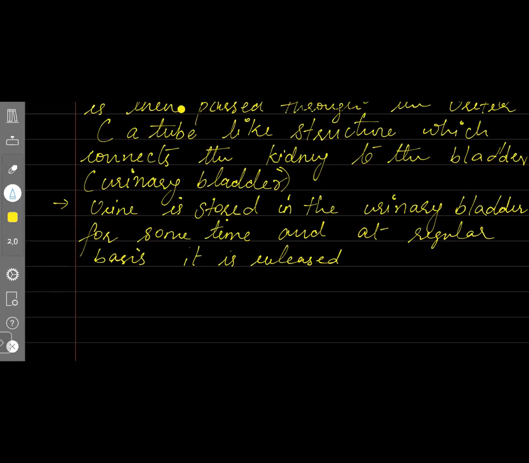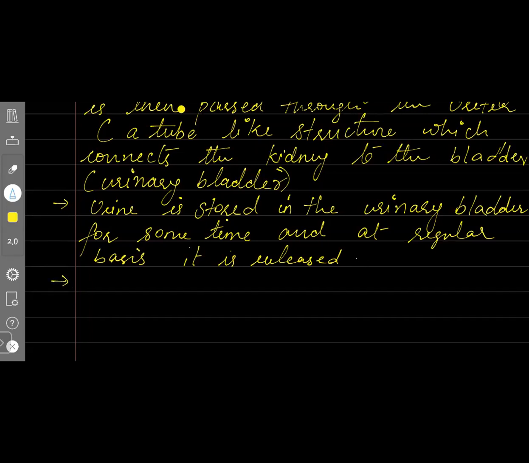It will overflow. The same thing with the urinary bladder: when it is filled with urine, it has to be released from the body, so that the next blood, when filtered, forms urine that gets stored. Once the urinary bladder is completely full, it is thrown outside. That is called urination, which in biology is called micturition.